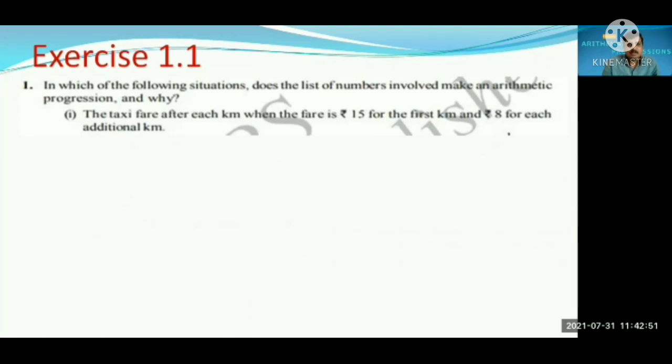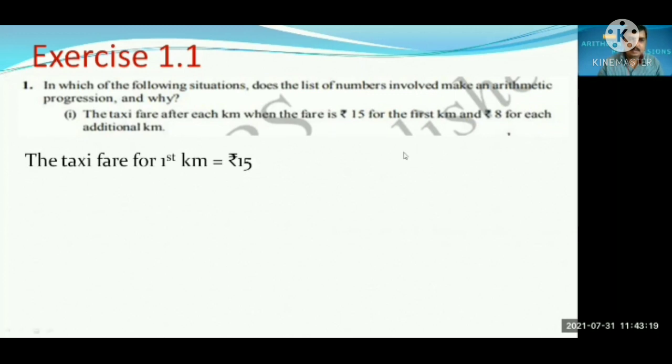To solve the first exercise, the first question: in which of the following situations does the list of numbers involved make an arithmetic progression, and why? They have given some situations which we come across in our day-to-day life. We have to find whether the list of numbers obtained by these situations forms an AP or not, and we have to give the reason.